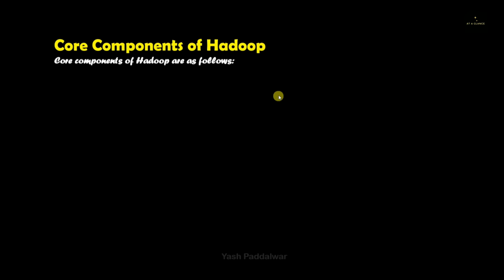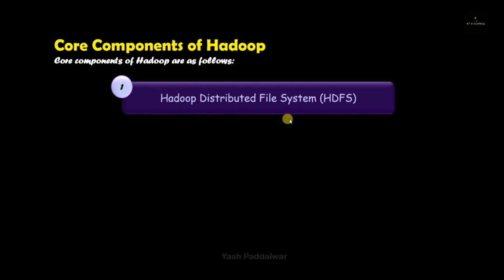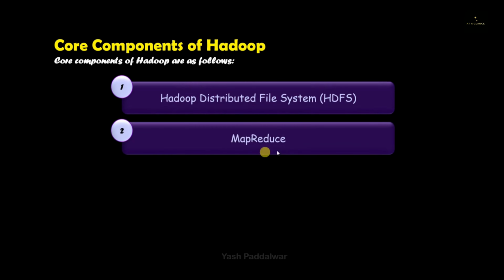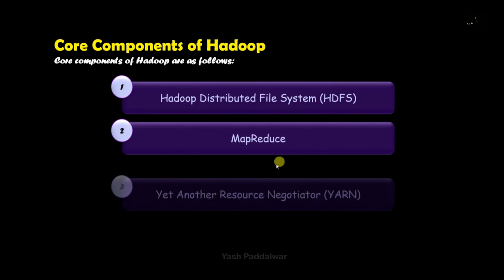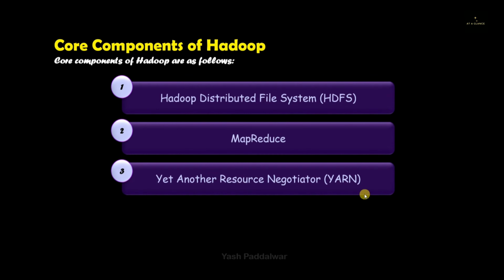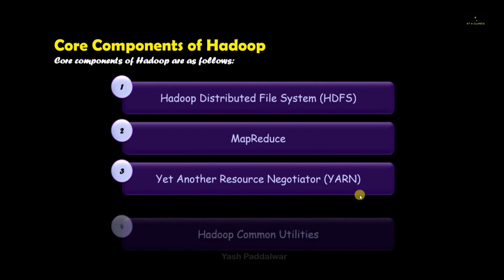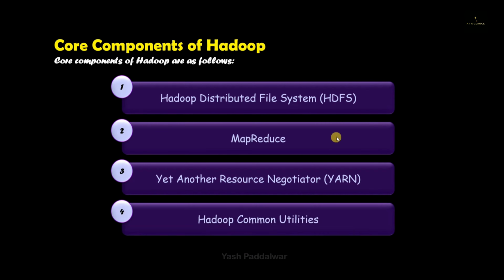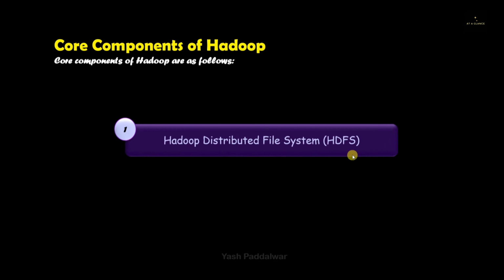In the previous video, we have seen the introduction to Hadoop with its pros and cons. So now it's time to look at the core components of it. So here are the core components of Hadoop. The first core component is the Hadoop Distributed File System, which is commonly known as HDFS. Then comes MapReduce. Then we have Yet Another Resource Negotiator, which is also called YARN. And fourth is the Hadoop common utilities.